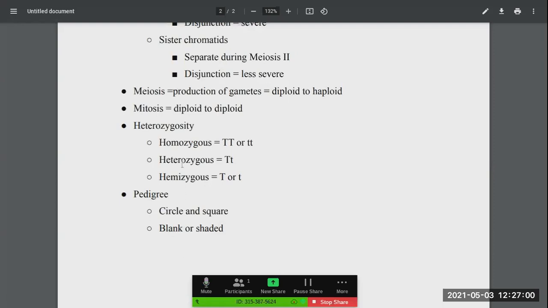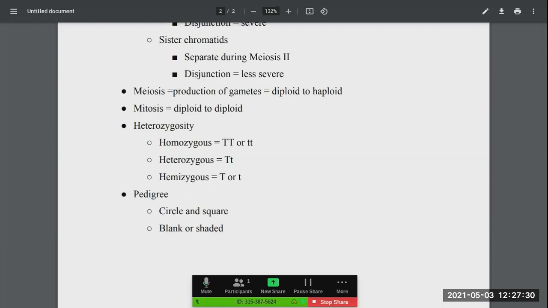And in some cases, you might have two different alleles. One is for height, like you are going to be tall. The other one is going to say, oh, you are going to be short. So when you have two different alleles, it's called heterozygous, or you are called heterozygous to that gene of interest. When you say hemizygous, it means you have only one copy. You either have a T or a small t. You don't have both copies. That's hemizygous.